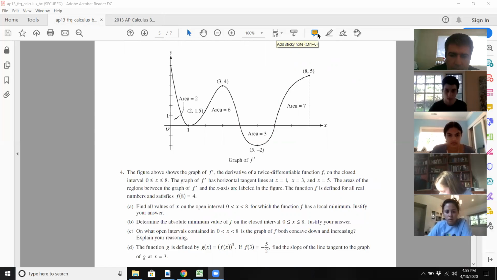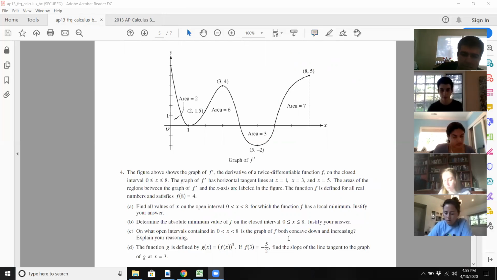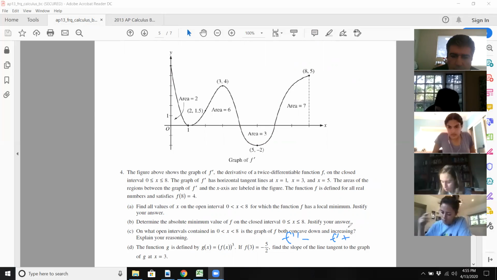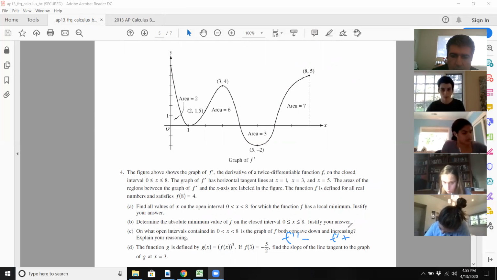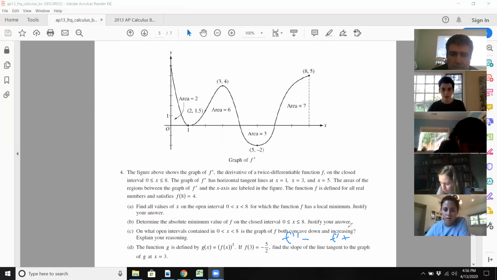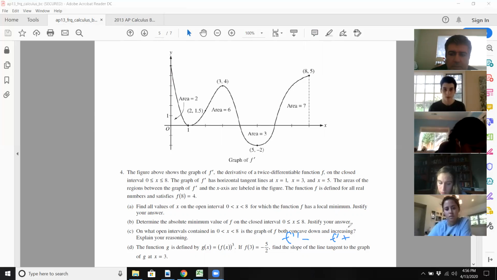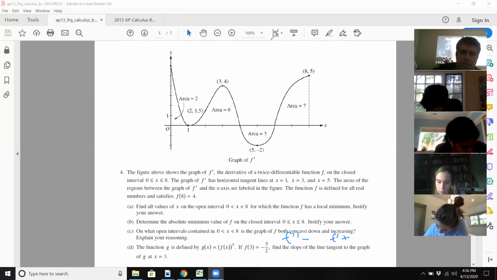So let's take a look at C. So you want to be concave down. So you want f double prime to be negative. You want f prime to be positive. So where does that happen? I'll give you a hint. It happens at 2 intervals. So let's kind of do the obvious.